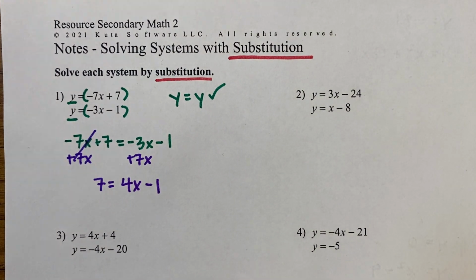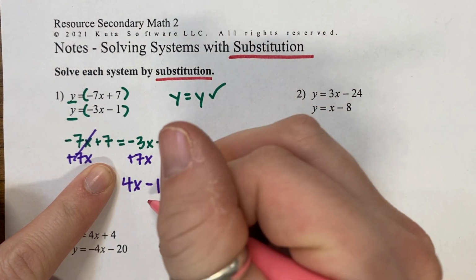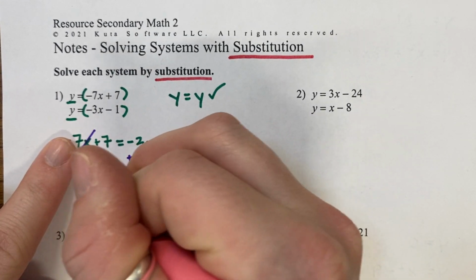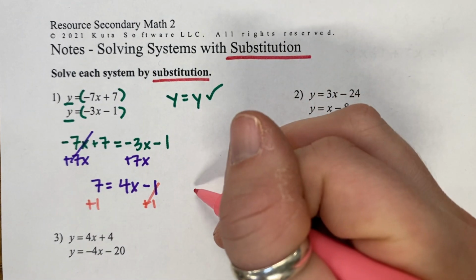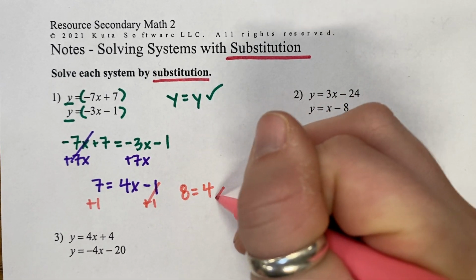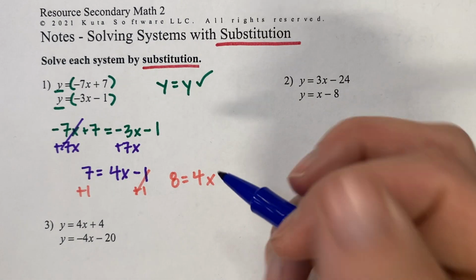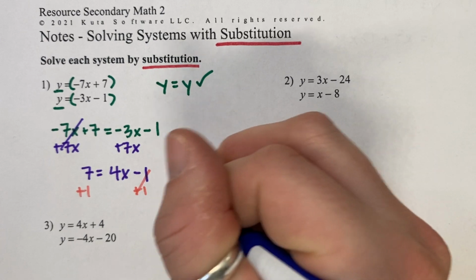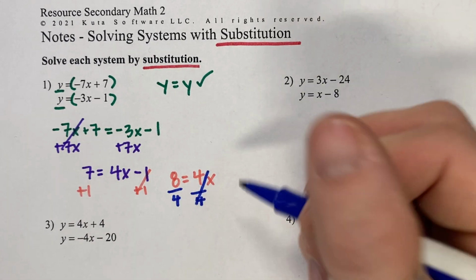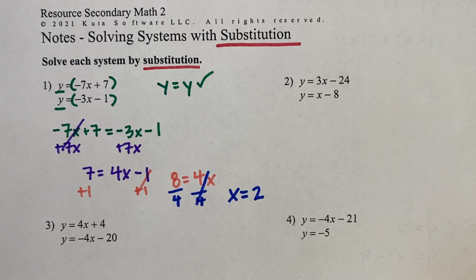Now I can finish out solving for x. The first thing I have to get rid of on this side to get x by itself is this negative 1, so I'm going to add 1 to both sides. We have 8 is equal to 4x. My very last step for solving, the opposite of times by 4 is divide by 4. So x is equal to 8 divided by 4, which is 2.